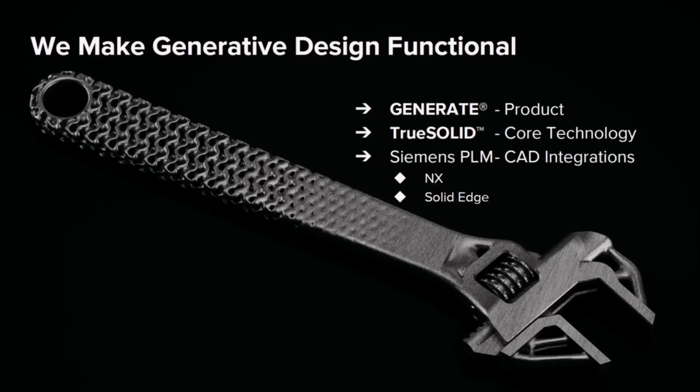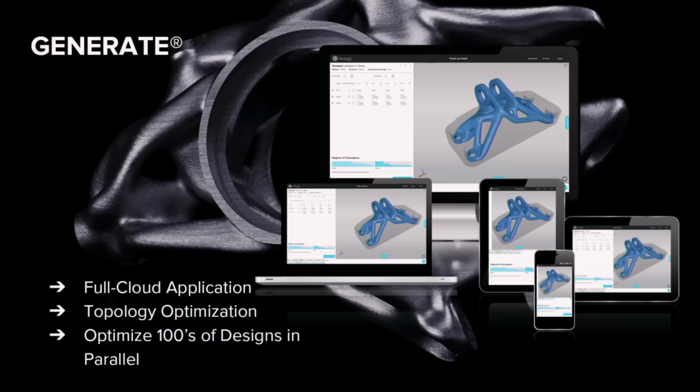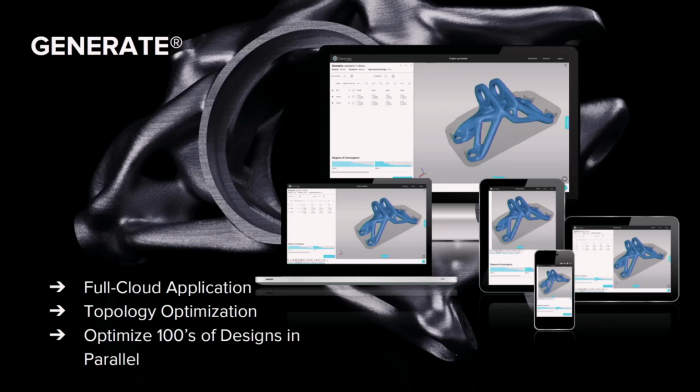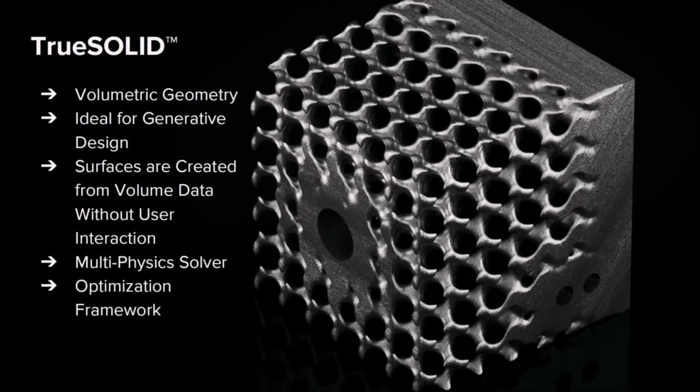And again, we're striving to make generative design functional with our geometry kernel and our channel partners and our own products. So Generate is a web application. We allow you to import a CAD file, apply forces to the CAD file, and download a manufacture-ready part. So it's running our core technology, TrueSolid. Because it's on the cloud, you can experiment and run many optimizations simultaneously, which is a nice feature of it. Then TrueSolid itself, the underlying technology, can allow you to do topology optimization and simulation, et cetera, also taking into account highly complex structures, keeping manufacturability in mind at every step of the way.